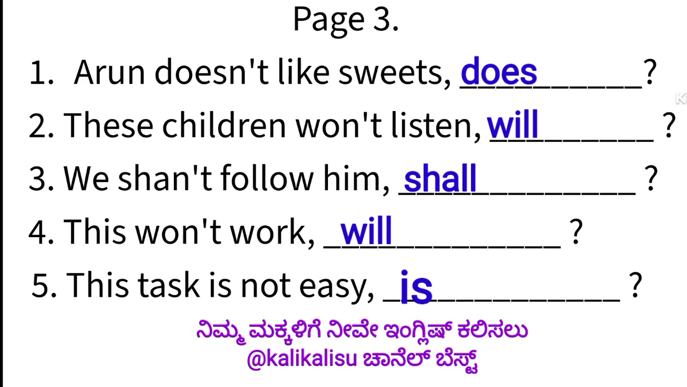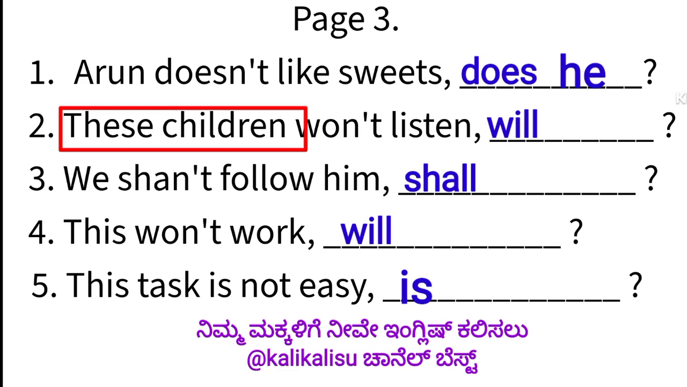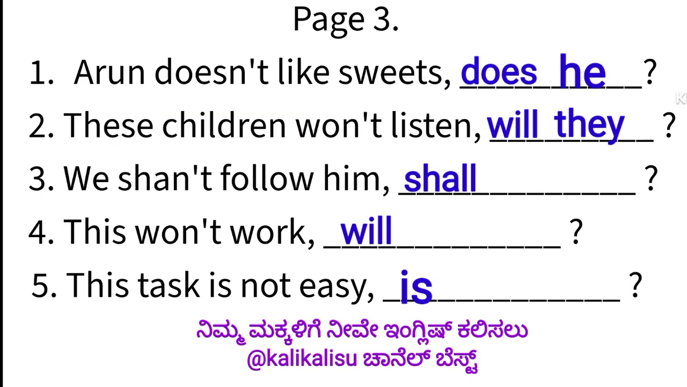Now, the next step is to write the pronoun form of the nouns given as subject here. Arun is a man, a male, therefore it is he. These children are referred to as they. In the next sentence, we have a pronoun.